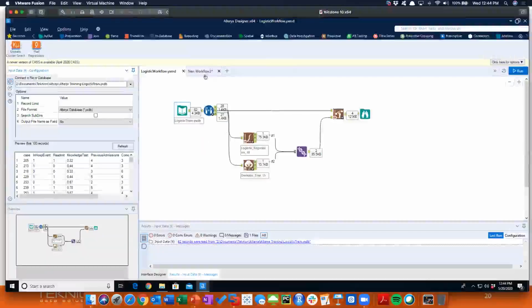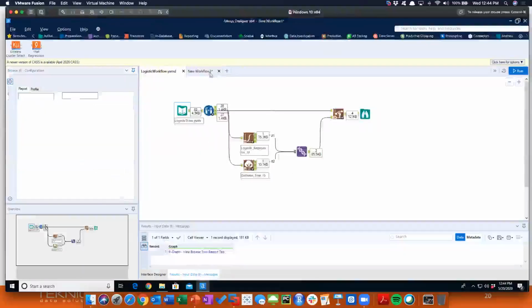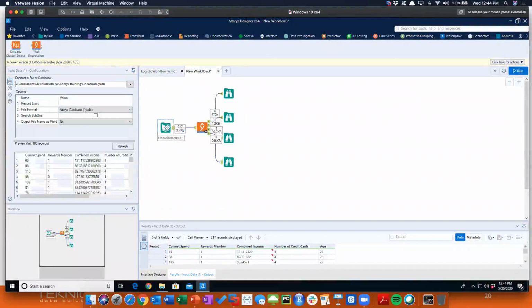Okay, all right, so let's look at an example in Alteryx also for when we're doing just a regression analysis. In this case, I'm going to be looking at this data set where I'm trying to predict this current spend. That's how much money someone spent when they came into our store.